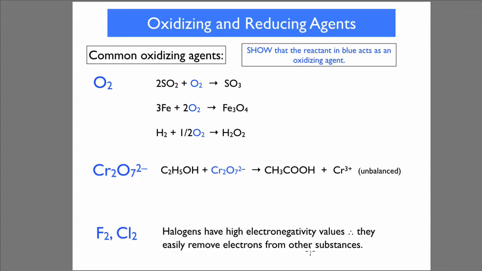Some common oxidizing agents. What's it say here? Show that the reactant in blue acts as an oxidizing agent. So let's have a look at this. So oxygen here reacting with sulfur dioxide, iron, hydrogen. What else we've got? We've got ethanol reacting with the dichromate ion to give us ethanoic acid. And it's talking about fluorine and chlorine. And the halogens have high electronegativity values. Therefore, they easily remove electrons from other substances.